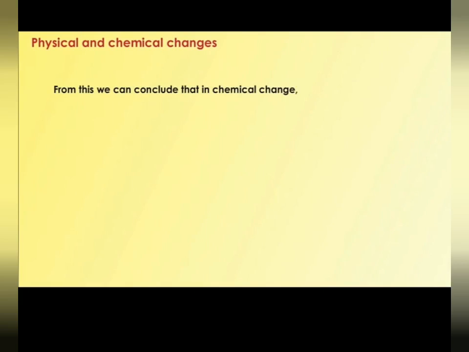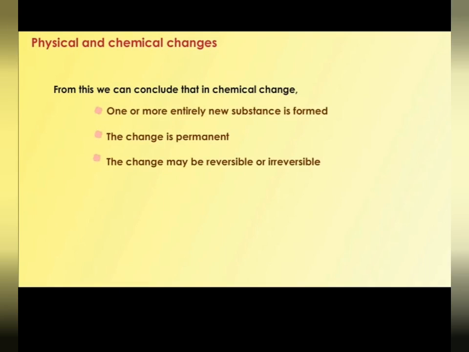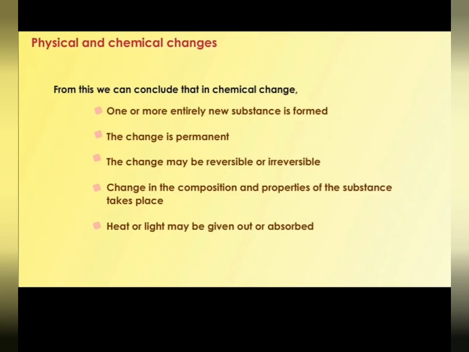From this, we can conclude that in chemical change, one or more entirely new substances are formed. The change is permanent. The change may be reversible or irreversible. Change in the composition and properties of the substance takes place. Heat or light may be given out or absorbed.